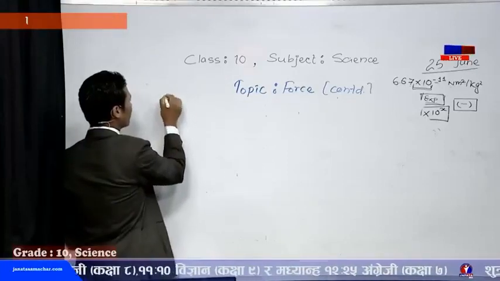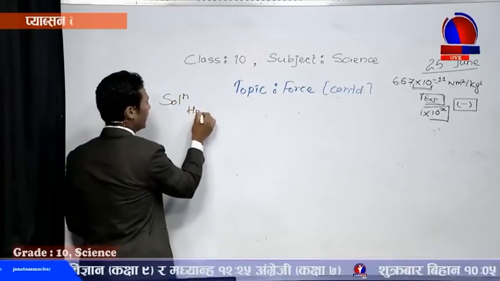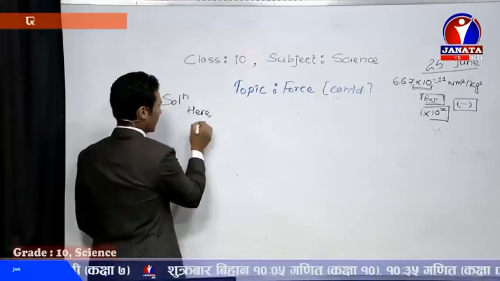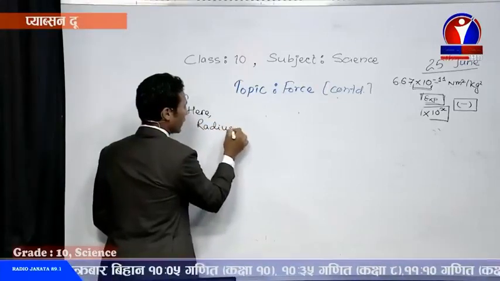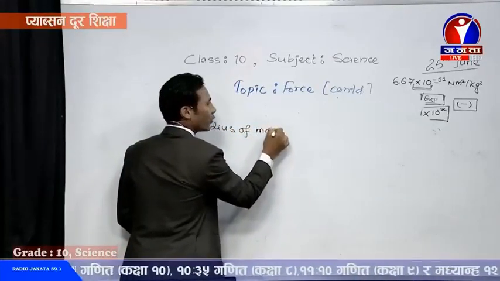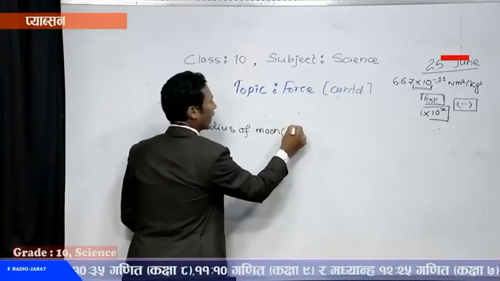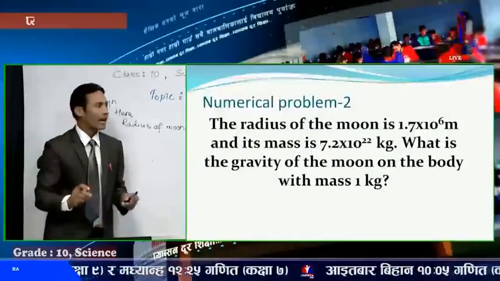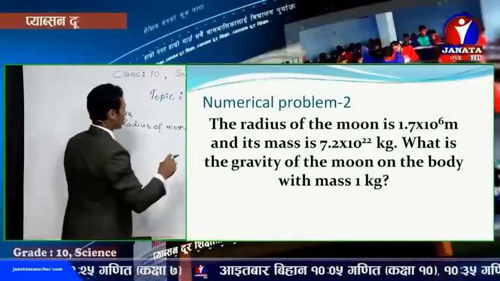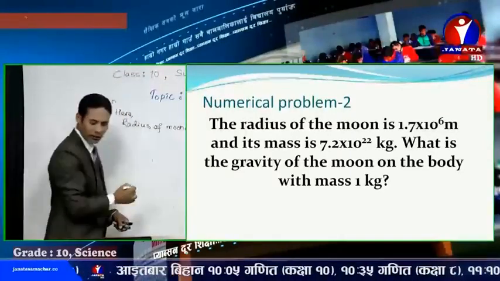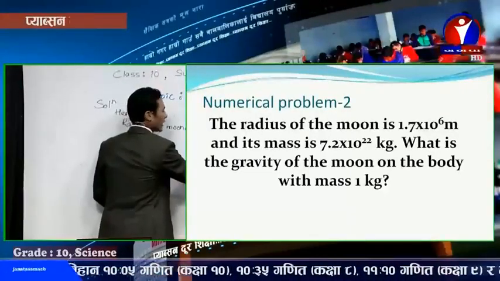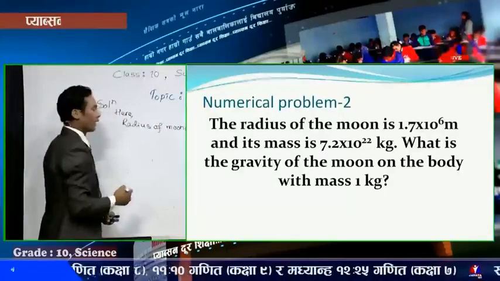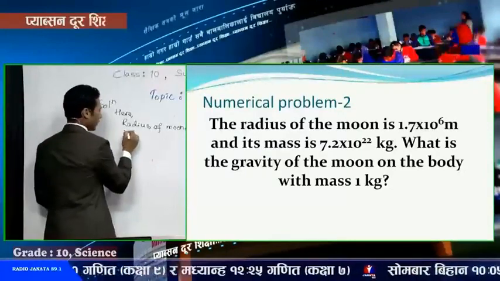Solution. There is given the radius of the moon. What we are going to do is calculate the gravity of the moon. You can see the question on the screen also. The radius of the moon is given as 1.7 into 10 to the power 6 meters, right? And the mass of the moon is also given.